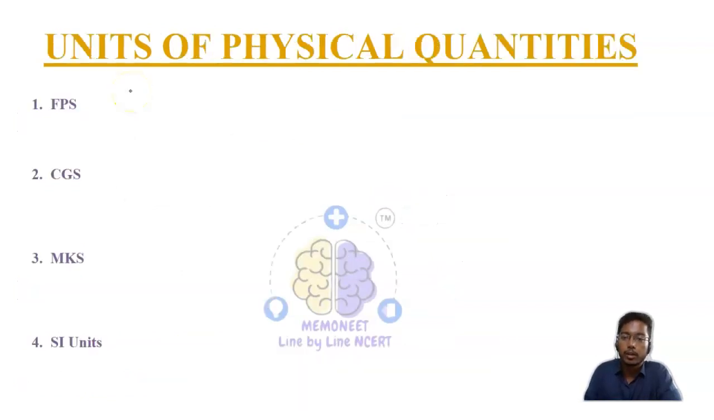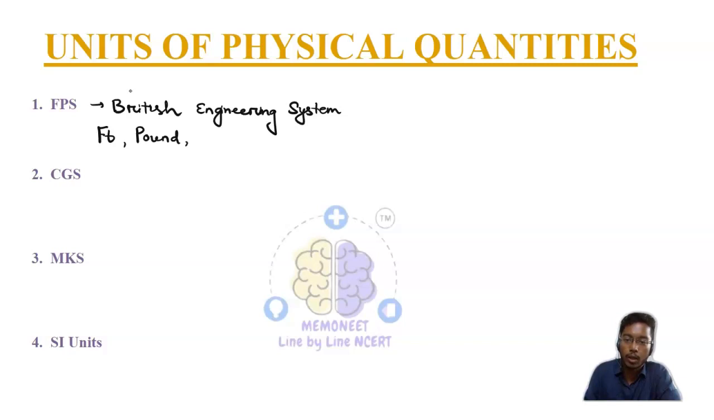Units of physical quantities: the FPS system, which can be known as the British engineering system. In this, we take the length as foot, the weight as pound, and the time as second. That is why it is known as FPS.